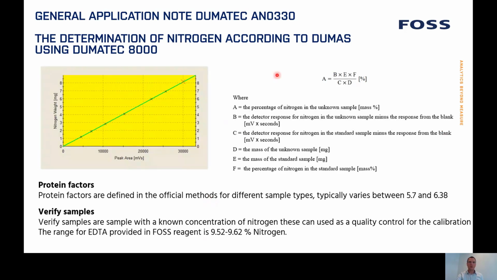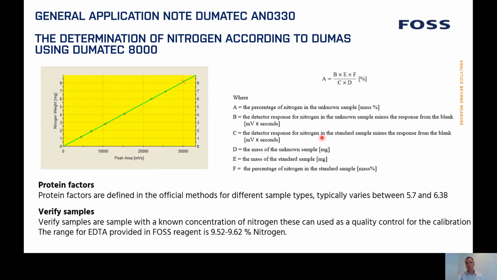So the general application note is this number here, AN0330, and it's called determination of nitrogen according to Dumas method. And this is the peak area, and on the basis of the peak area that is detected by the detector, you go in and measure the protein or the nitrogen content, and then you apply the protein factor for the sample types. It can vary, so you need to look up in the standards what protein factor to apply.